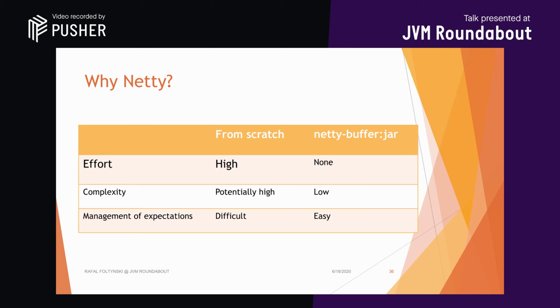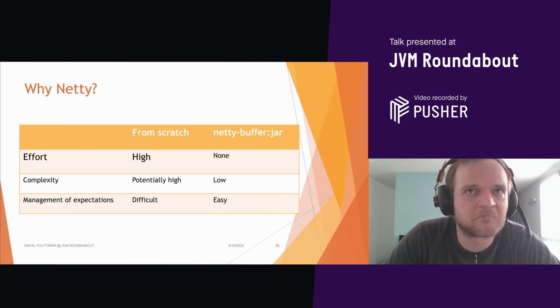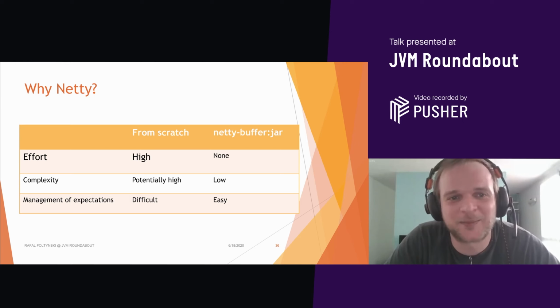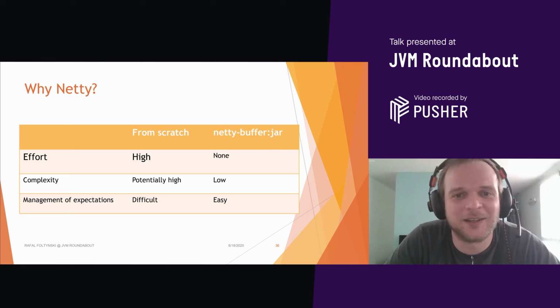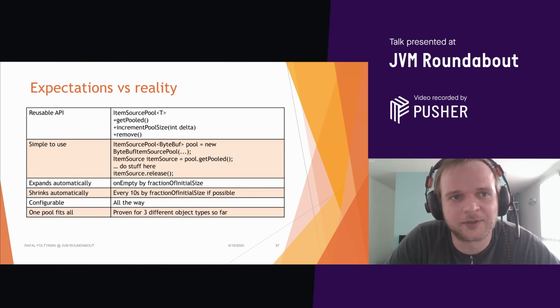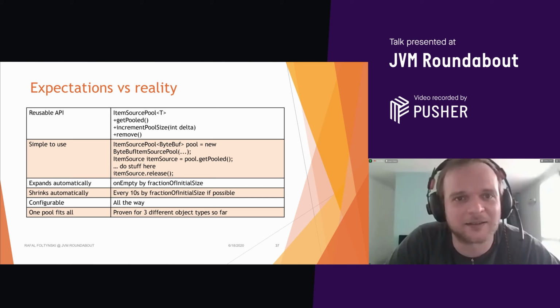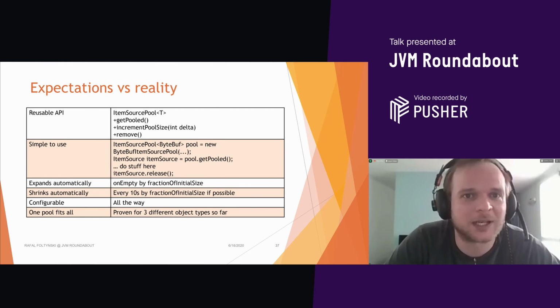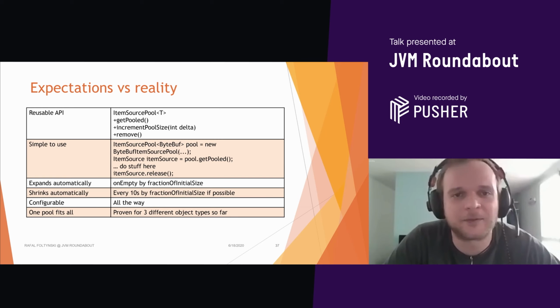Sounds good. So maybe I could pool the byte buffers. I compared the efforts and evaluated options, and I figured out that it's probably better to use Netty, but still write my own pool. The management of expectations would be very difficult, and complexity might be extremely high, dealing with all the cases, big endians, little endians, chopping, slicing byte arrays. I'll let Netty do that and write my own pool regardless. So I've designed an API that I call ItemSource. I don't know why. That sounds like any other class, which will allow me to actually pool any type of object.